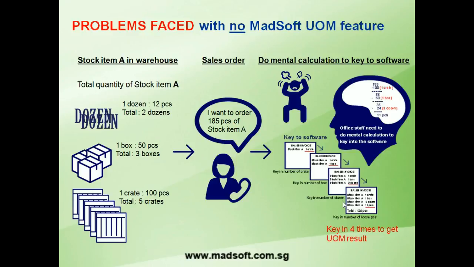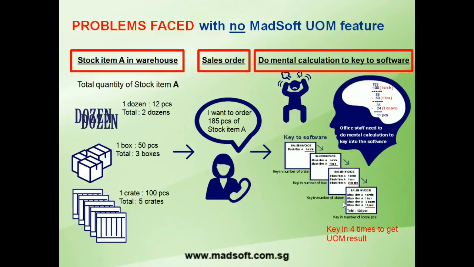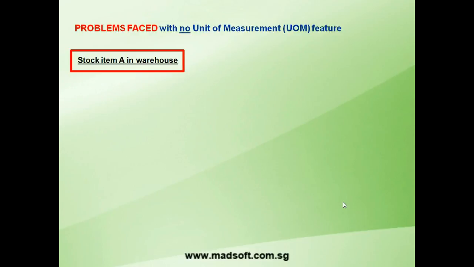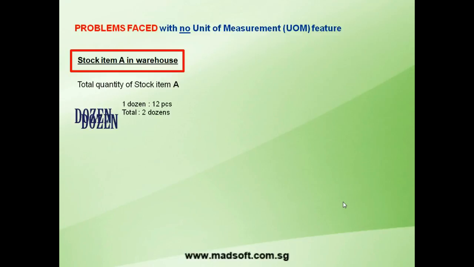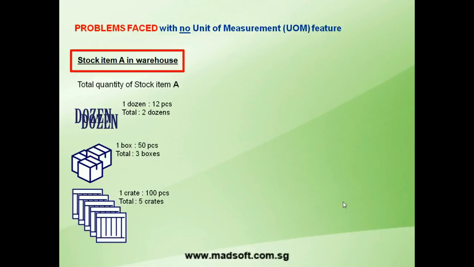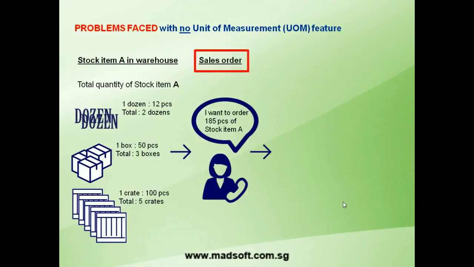I'm going to use the ACE sound card as stock item A in the example, and I will explain the different parts of this example, from the different packing groupings to customers placing a sales order to the tedious mental calculation. Let's take a look. The company packs the stock items in the following manner. 12 pieces of stock items were grouped into 1 dozen, 50 pieces into 1 box, and 100 pieces into 1 crate. Next, the customer will place a sales order of 185 pieces of stock item A.